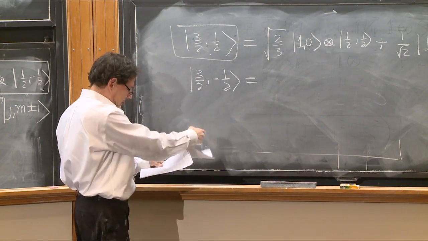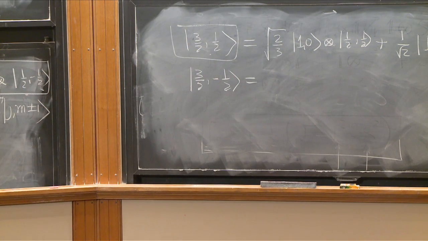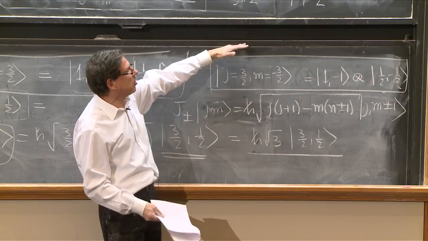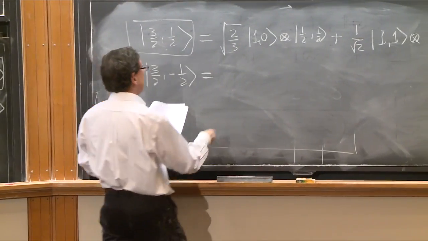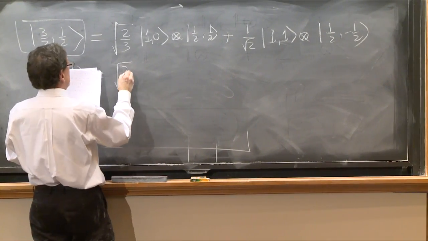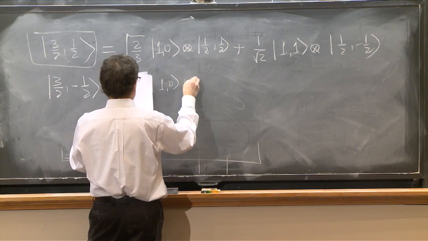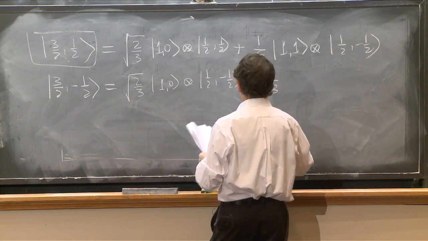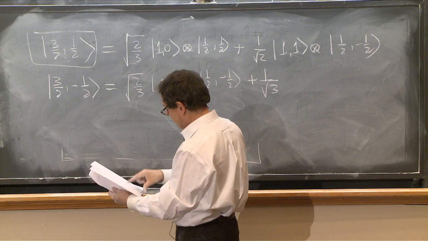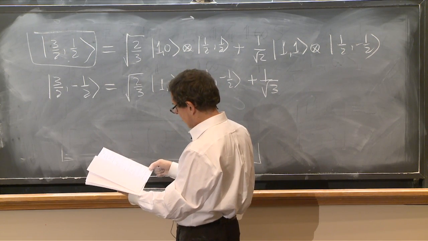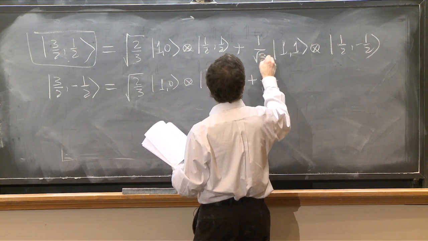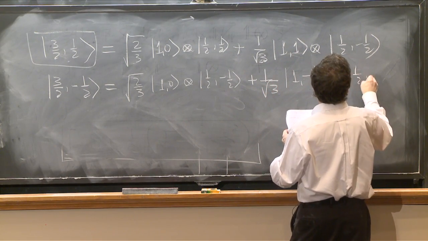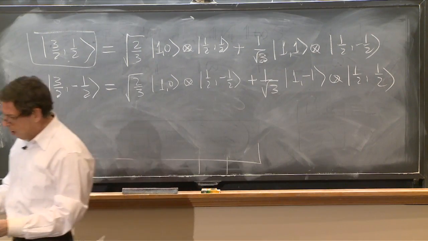And this one can be obtained in many ways. One way would be to raise this state. The minus 3/2 could be raised by 1 unit and do exactly the same thing. Well, the result is square root of 2 over 3, 1, 0, tensor 1/2 minus 1/2, plus 1 over square root of 3. That square root of 2 doesn't look right to me now. I must have copied it wrong. It's 1 over square root of 3, 1 over square root of 3, 1 minus 1, tensor 1/2, 1/2.